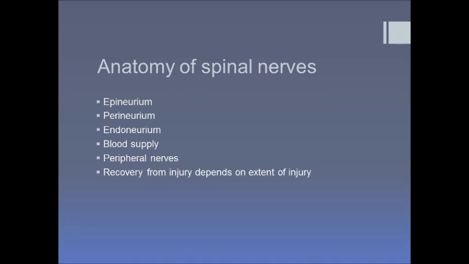Peripheral nerves are nerves that branch off of spinal nerves to innervate other parts of your body. And the recovery from injury of spinal nerves depends on the extent of the injury. As you know, nervous tissue does not regenerate very easily, so it can be difficult for nerves to recover from injury, but if it's going to happen, peripherally is its best chance. So if you damage a peripheral nerve, that's your best chance of recovery. If it's something that's closer to the spine, it's usually much less likely to recover fully.